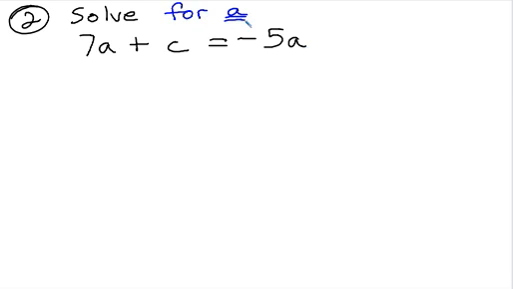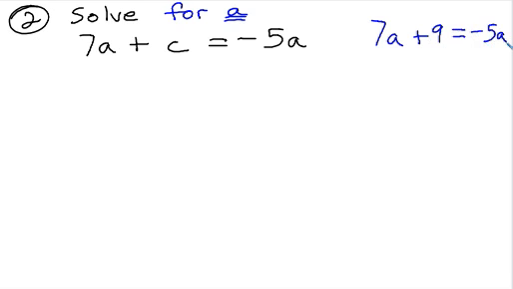Just like the last problem, let's set up a planning problem. Where do I put numbers in? I put numbers in for the things that I don't want to be there. I want an a, so I leave the 7a, but I don't want the c. That's my extra letter, so we make up a number. How about 9? So 7a plus 9 equals negative 5a. I want to leave that a there because that's what I'm solving for.